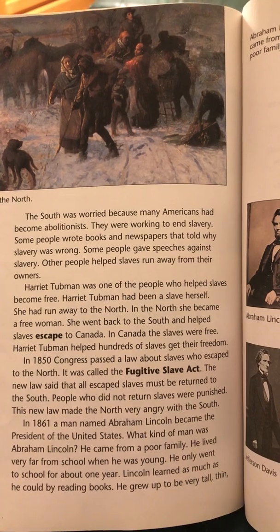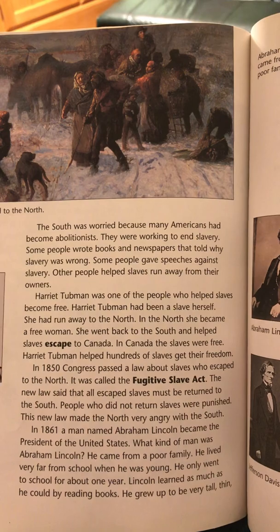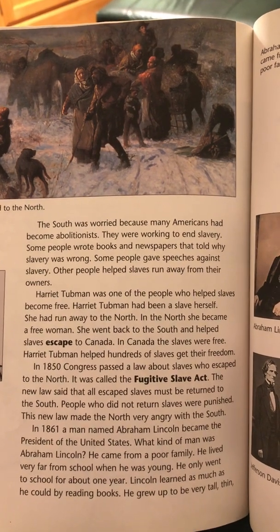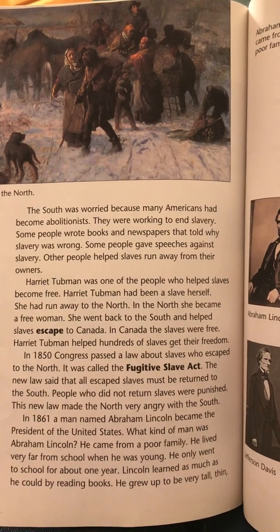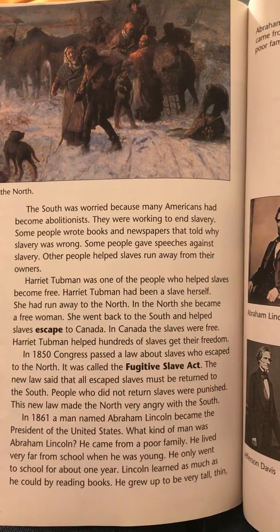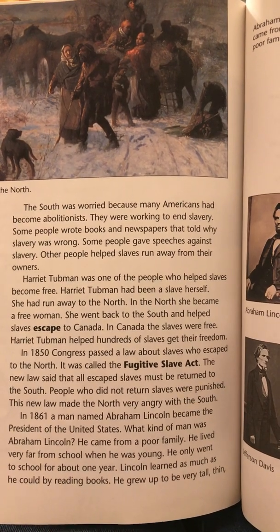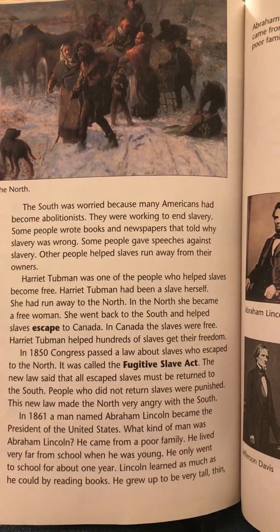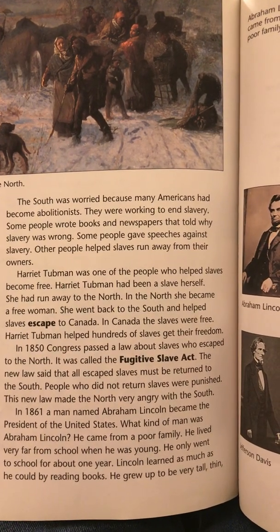Harriet Tubman was one of the people who helped slaves become free. Harriet Tubman had been a slave herself. She had run away to the North. In the North, she became a free woman. She went back to the South and helped slaves escape to Canada. In Canada, the slaves were free. Harriet Tubman helped hundreds of slaves get their freedom.